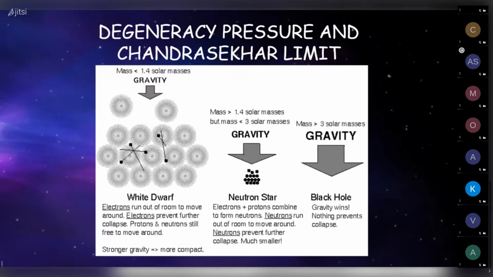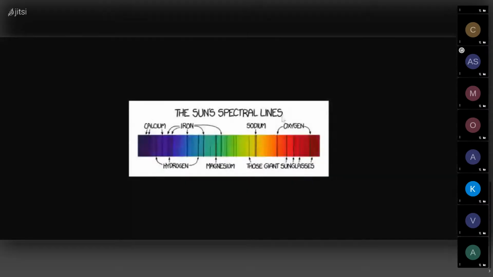I'll just stop the screen and I'll reshare. Okay. So can you see this? Can you see my screen, guys? Hello. Yeah, we can see it. So it says the sun spectral lines, isn't it?